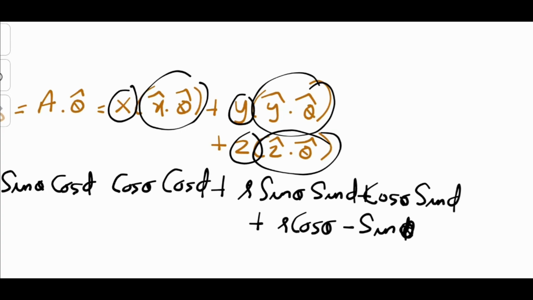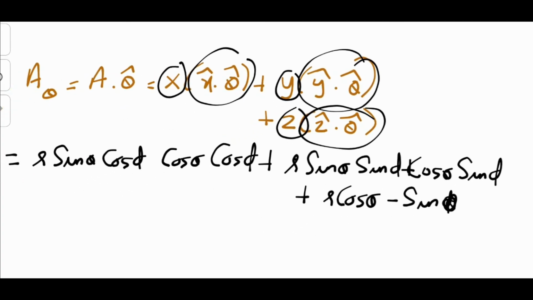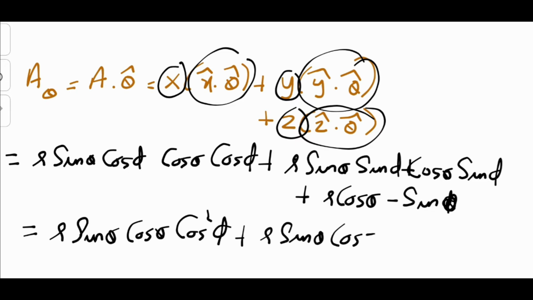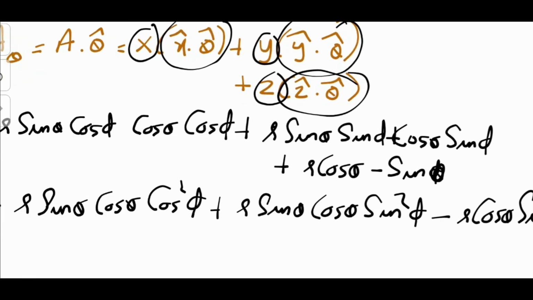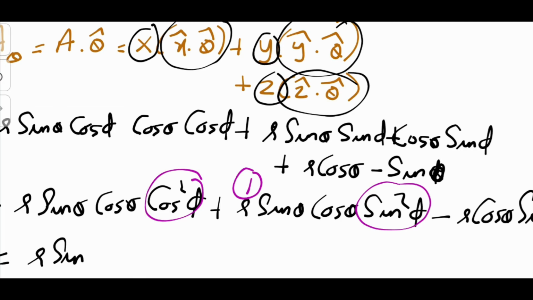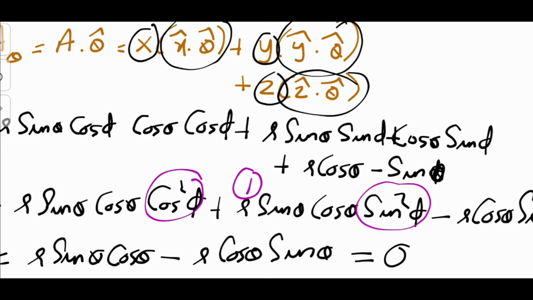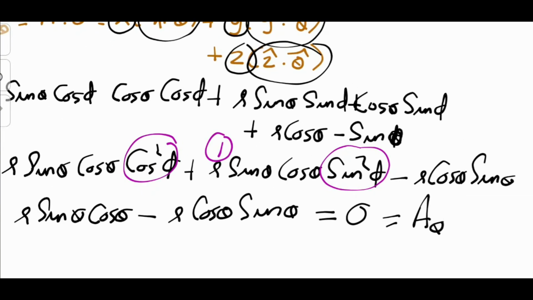Just like that. So we can simplify that. You will get r sine theta cos theta cos square phi plus r sine theta cos theta sine square phi minus r cos theta sine theta, right? So cos square phi plus sine square phi is equal to 1. So it is r sine theta cos theta minus r cos theta sine theta, which is equal to 0. So that is a theta. So we found out a theta.